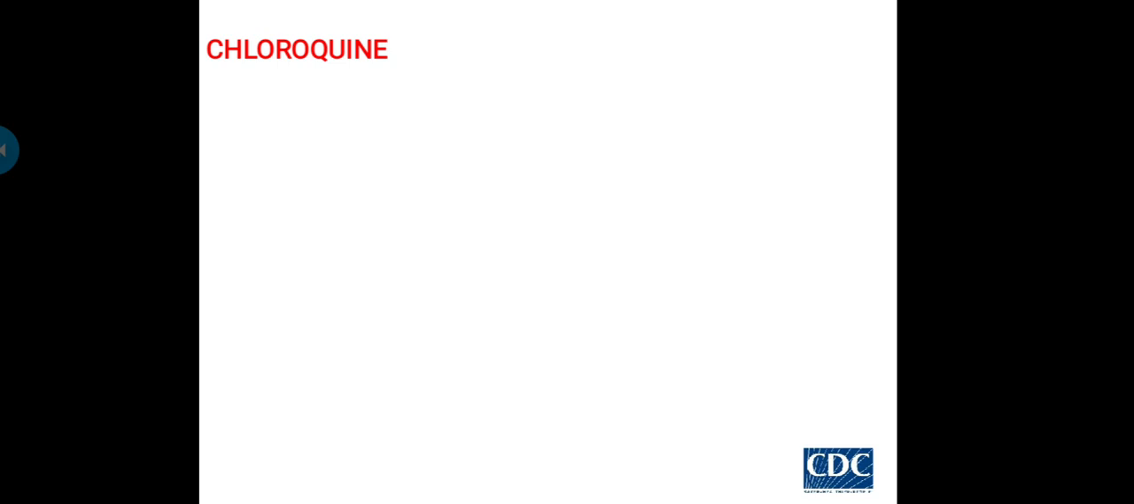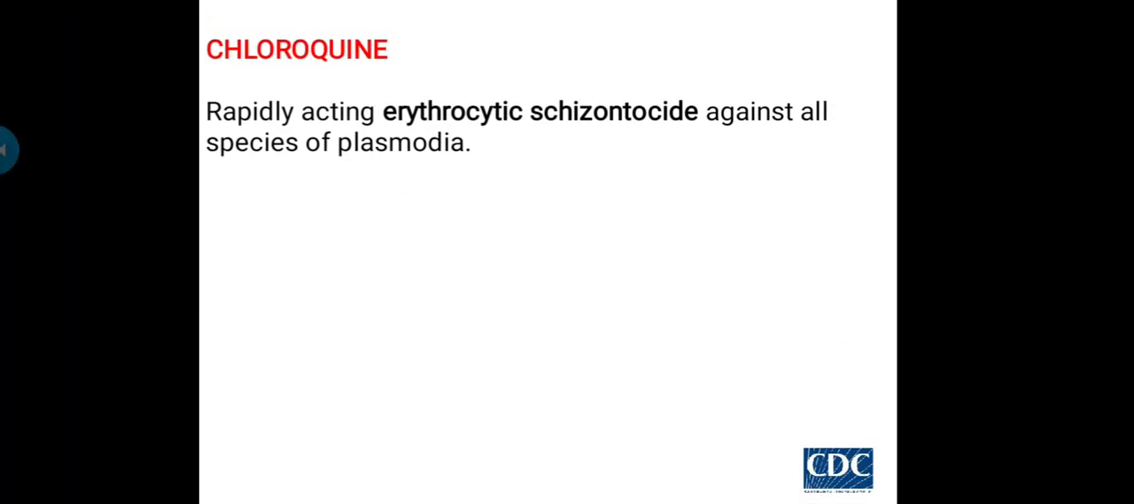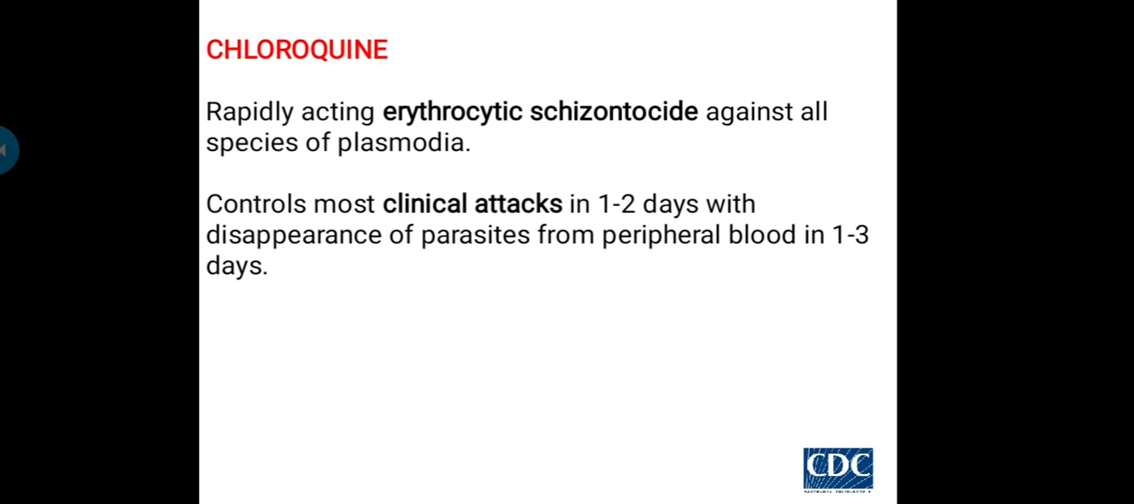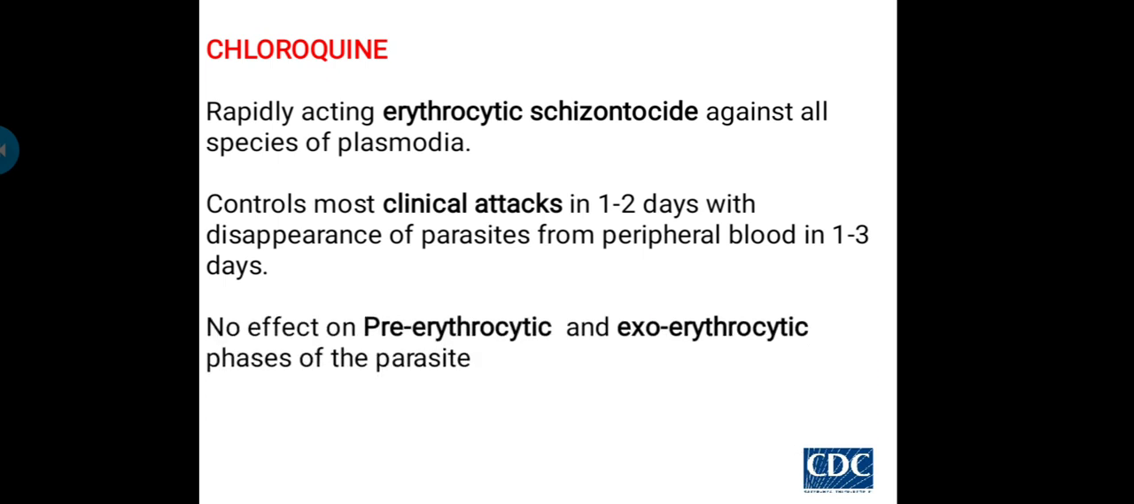Next, we have to discuss the commonly used drugs one by one. Chloroquine. It is a rapidly acting erythrocytic schizonticide against all species of Plasmodium, but resistance has been widespread against Plasmodium falciparum. So for falciparum malaria it is not the drug of choice, but for Vivax and the other groups we have to use chloroquine first. It controls most clinical attacks in 1 to 2 days, with disappearance of the parasites from the peripheral blood in 1 to 3 days. It has no effect on the pre-erythrocytic or exoerythrocytic phase. That means it has no effect on the hypnozoites.